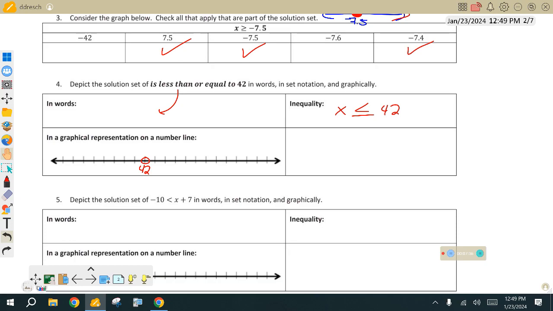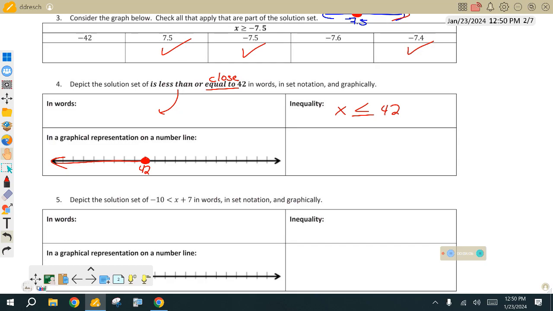But you've got to ask yourself one more time, are you going to close it or leave it open? The reason we're closing it is because of that equal to part. The underline closes it. So close it. Make it solid. That means 42 is part of the solution. And then which way do you shade? To the left, to the right? Left. Less than. We want numbers less than 42.